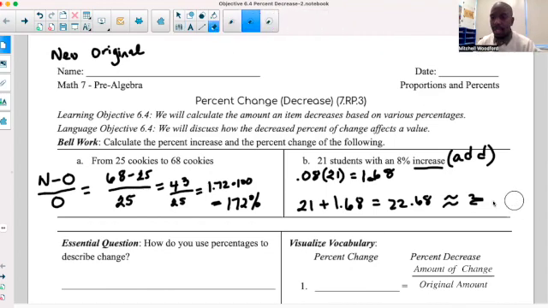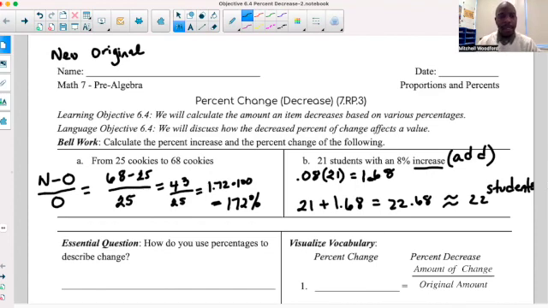Okay, I can say there's about 22 students, only because they're people and we don't want portions of people. All right, so that's how you find it. The answer is still 22.68, but just because we're talking about people, I'm showing you there's approximately 22 students, really.